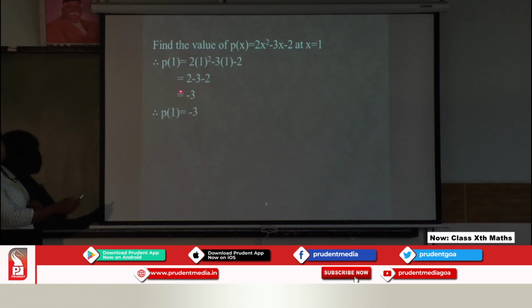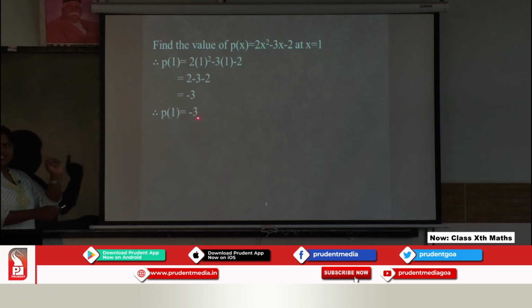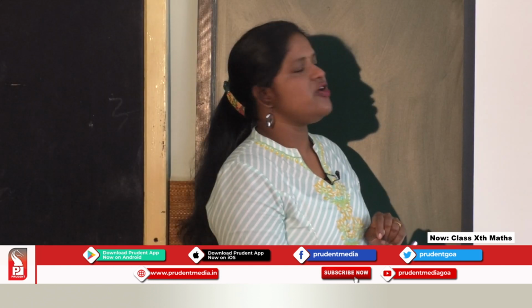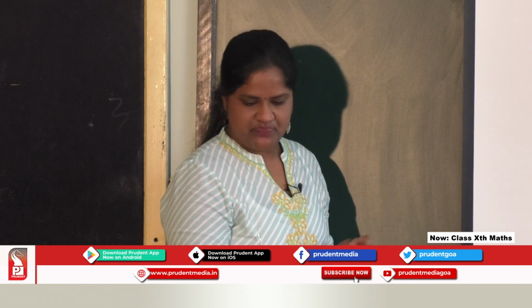So here after calculation 2 and minus 2 gets cancelled. What is left is minus 3. Therefore, P of 1 is equal to minus 3. That means, how do I read this statement? Minus 3 is the value of this polynomial at x equal to 1. That is, P of 1 is equal to minus 3.